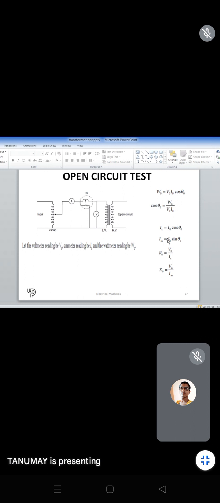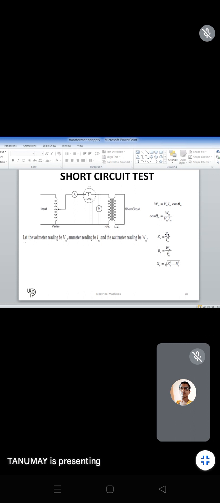From here you will get the value of Ic, that is I0 cos phi0, and Im equals I0 sin phi0. Similarly, you will get R0 equals V0 by Ic and X0 equals V0 by Im. Now you can realize we have got different transformer equivalent circuit parameters: X0, R0, Ic, Im. Clear? We have also got the values of I0 and V0. So we have got the different parameters on the no-load side.